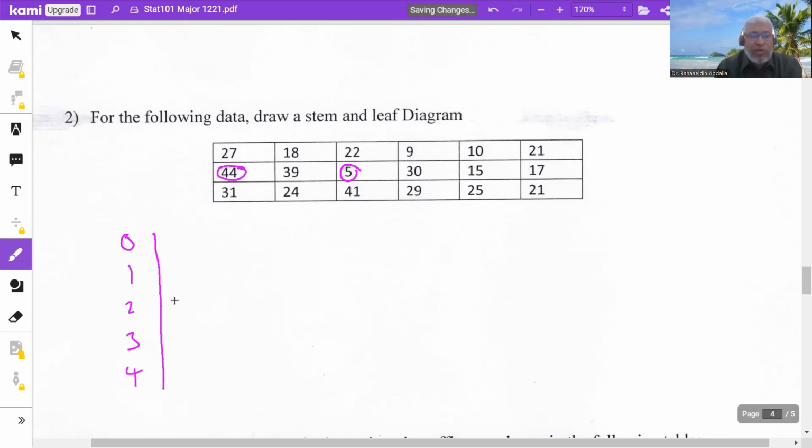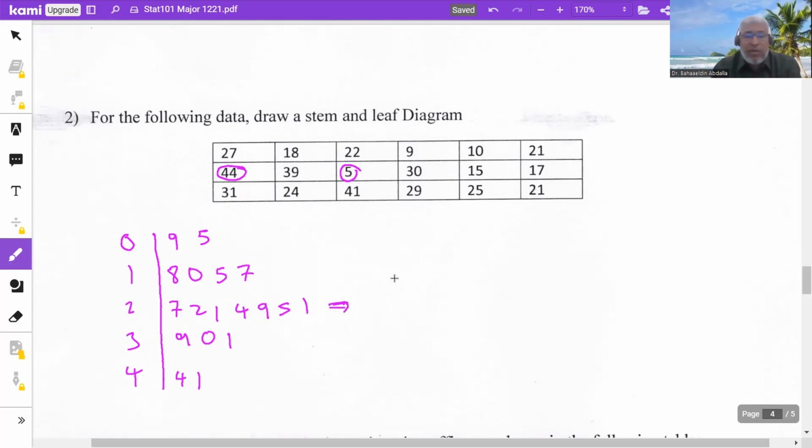And I put the numbers: 27, I put 7 here. 18, I put 8 here. 22, so 2 here. 9, so 0, 9. 10, so 1, 0. 21, so 21. 44, 39, 5, 30, 15, 17, 31, 24, 41, 29, 25, 21. This is the stem and leaf, but not arranged, so we need to arrange the leaves.